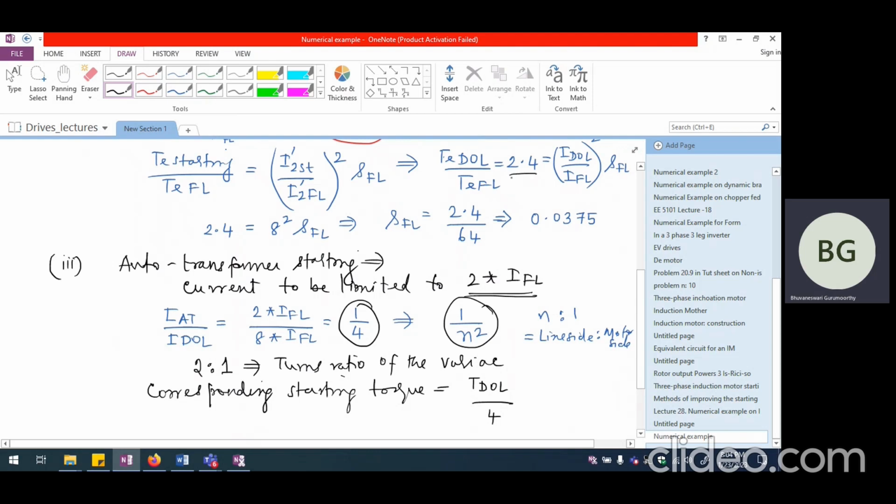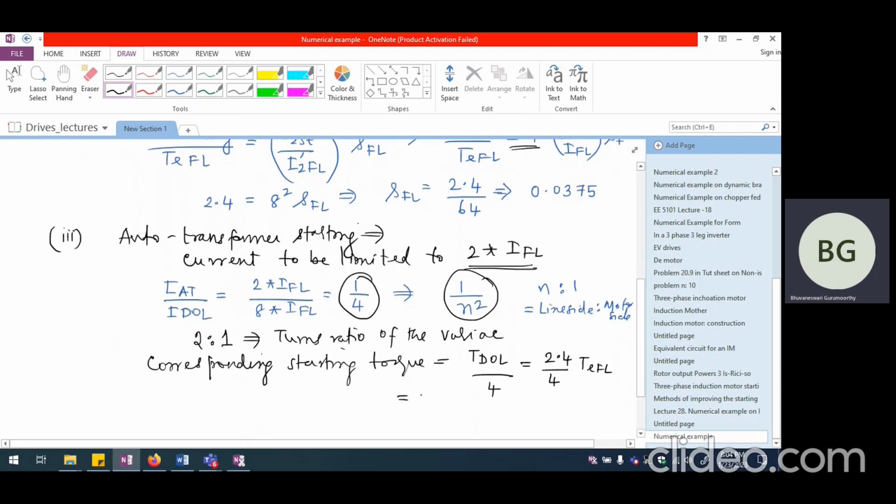So T DOL said 2.4. So this should be 2.4 divided by 4 times T full load. That means we are going to have only 60% of the full load torque as the starting torque if we are using an auto transformer with the turns ratio corresponding to 2:1. That is, 2 turns are on the line side and 1 turn is going to be on the motor side.